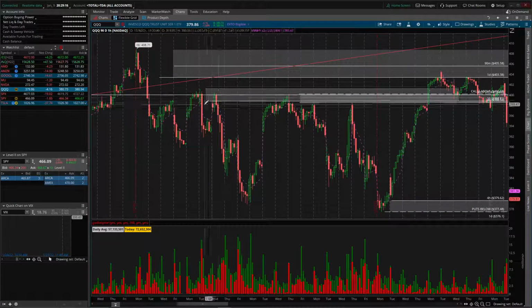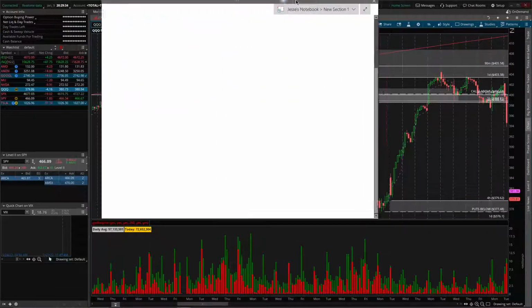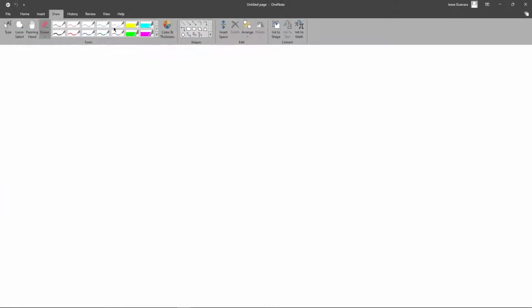And there were several instances, like for example here, here, where had you taken a short position or played puts to the downside, you would have made easy money. And I just want to show you guys how I played some of those plays. So let me just go ahead and pull this up right here. Let me just show you guys.